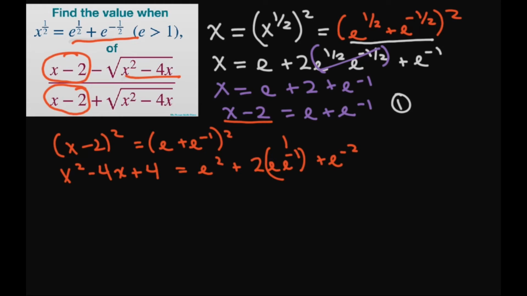All right, so basically we're going to get x squared minus 4x equals e to the power of 2, and then we have plus 2, so I'm going to subtract 4. So this is going to be plus e to the power of negative 2. And since this whole thing just equals 2, 2 minus 4 is negative 2. All right, now what we really need is the square root of this. So let's go ahead and square root both sides of the equation.